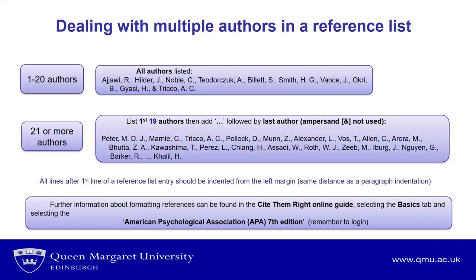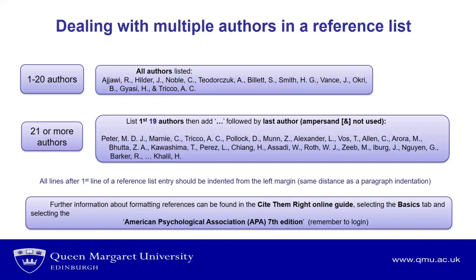APA also has very specific guidance on how to deal with multiple authors in a reference list. For any source that has up to 20 authors, all authors are expected to be listed, as you can see in the example, with the surname first, followed by the initials, followed by a comma, and then the next author. The second last and last author are separated by the ampersand sign.